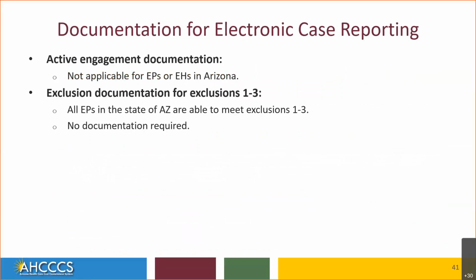So for documentation for electronic case reporting, we don't have any documentation requirements listed because no EPs in the state of Arizona can meet the measure. For the exclusion documentation, because the EP automatically is allowed to take that exclusion in the state of Arizona, no documentation is required because we already know that the registry is not accepting data.